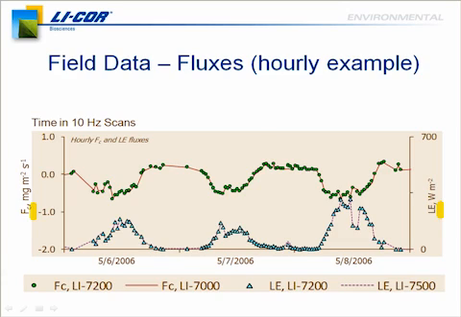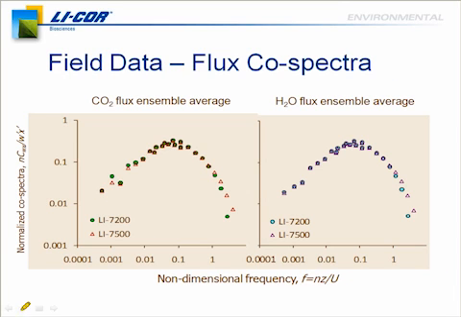Okay, this next graph is what's known as the frequency response chart, showing what kind of data loss is happening at different speeds of data collection. And what you can see here is that the frequency loss of the 7200 data is really quite small. It's a little bit higher than that of the 7500. On the left-hand side, you can see the CO2 fluxes and in the right-hand graph you have the H2O fluxes. And both of these are used to compare against the LI-7200.